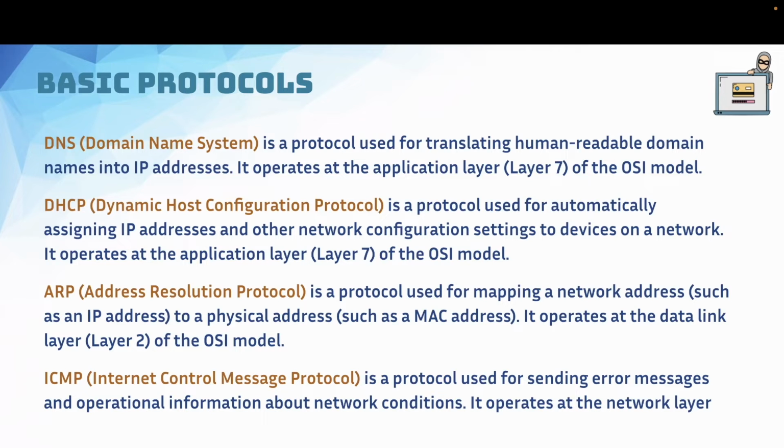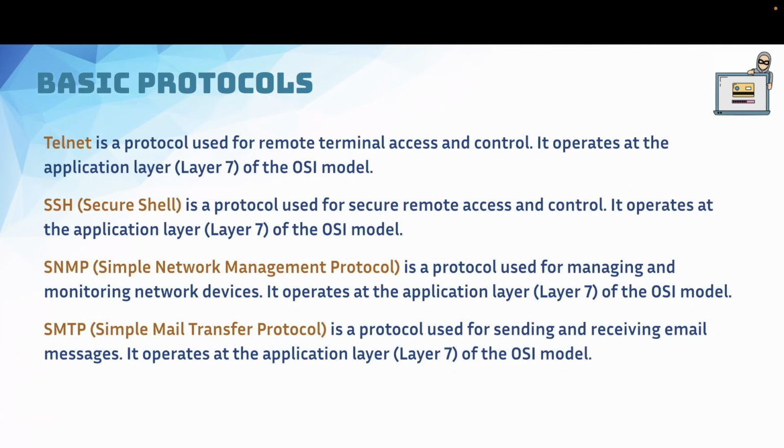Then we also have ARP, or Address Resolution Protocol. This is a protocol used for mapping a network address, such as an IP address, to a physical address, such as a MAC address. ICMP, or Internet Control Message Protocol, is a protocol used for sending error messages and operational information about network conditions. This operates at the network layer.